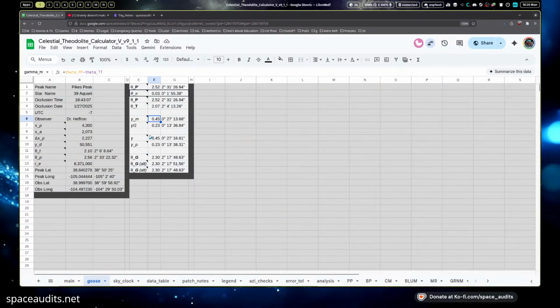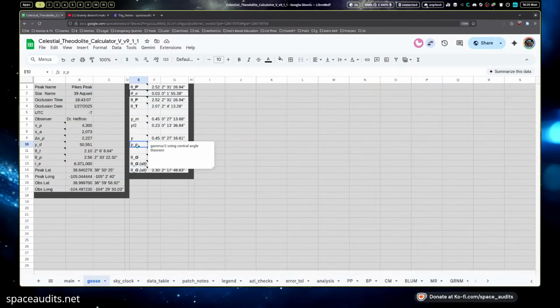We'll get to that as we continue, so keep that in mind here. This one's derived using radius. This one's derived using star positions.